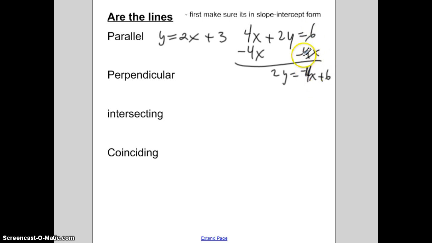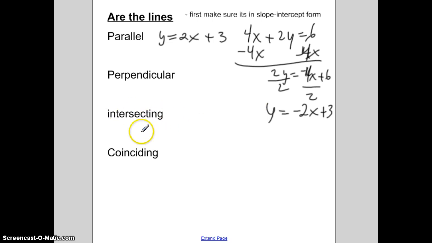You cannot combine these two. They are not like terms. Then you'll divide by 2. Y will equal a negative 2x, because you divide this and you also divide that, plus 3. So these two are not parallel. They have to have the same slope, as I said on the last page. They're not perpendicular because they have to be opposite and reciprocals. Right now they're just opposites.